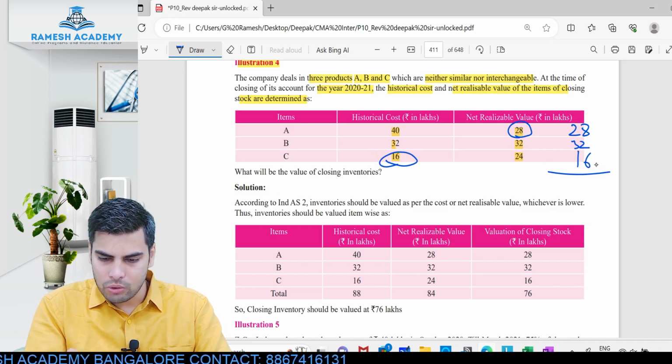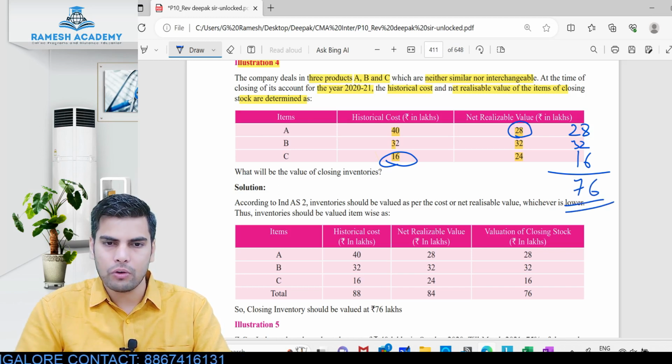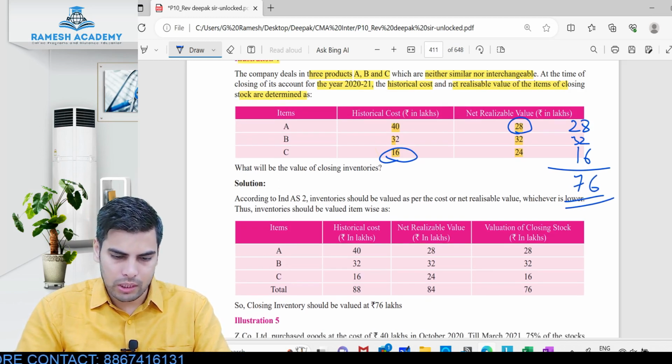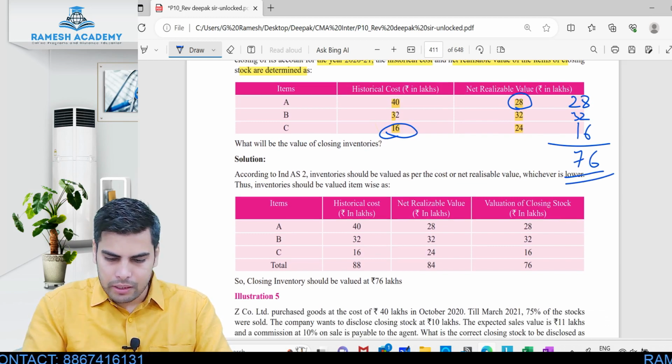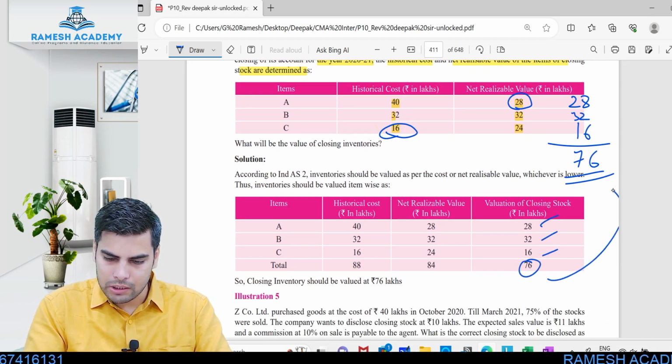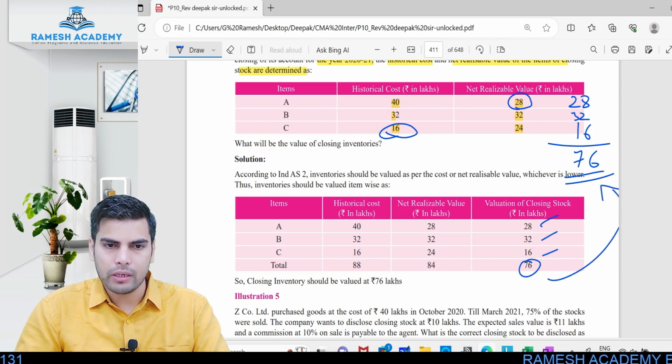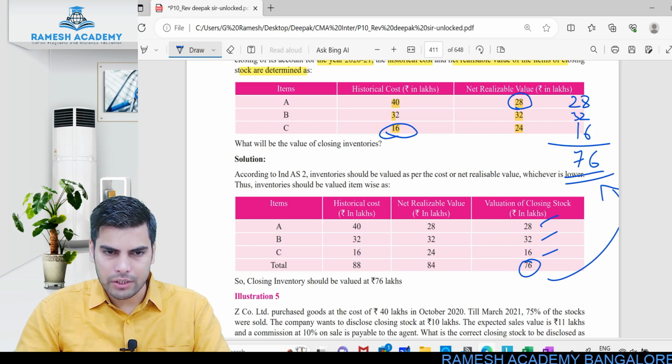So if you see the total, how much would be the total? 50, 60, 76. So 76 lakh rupees would be the value of inventory. Look at this, the same thing they have done. 28 lakh, 32 lakh and 16 lakh, the total is 76. Don't you think it's the same thing we got over here? Simple, right? I don't think this requires any additional explanation.